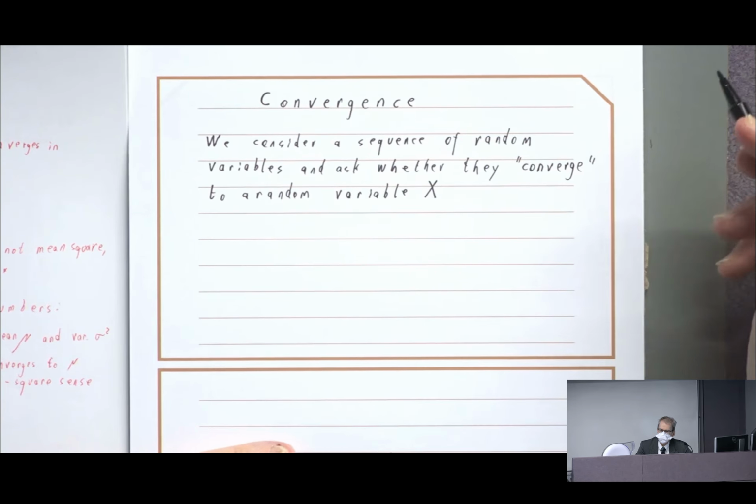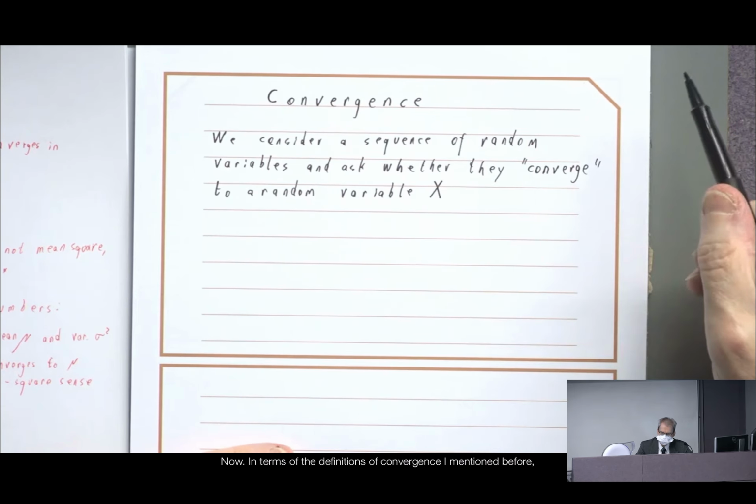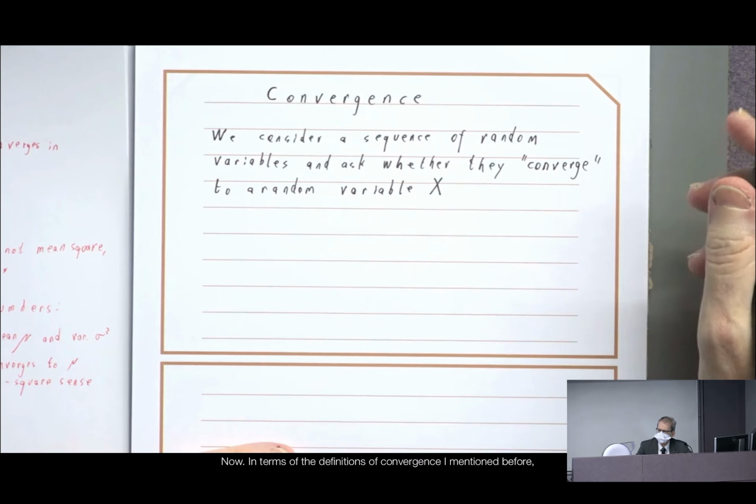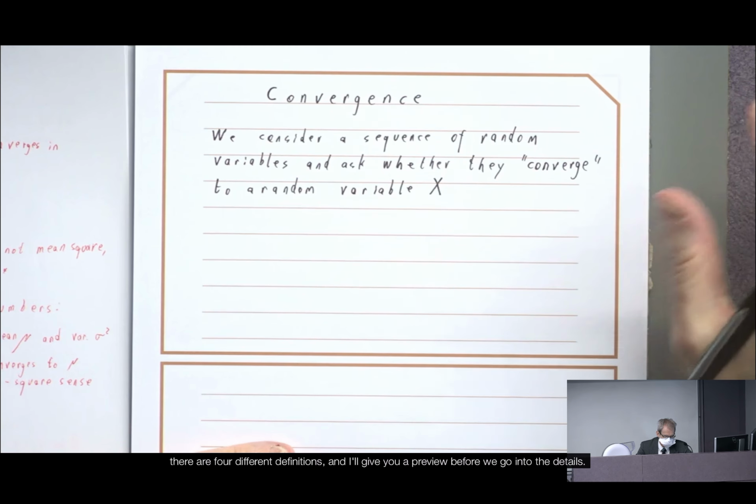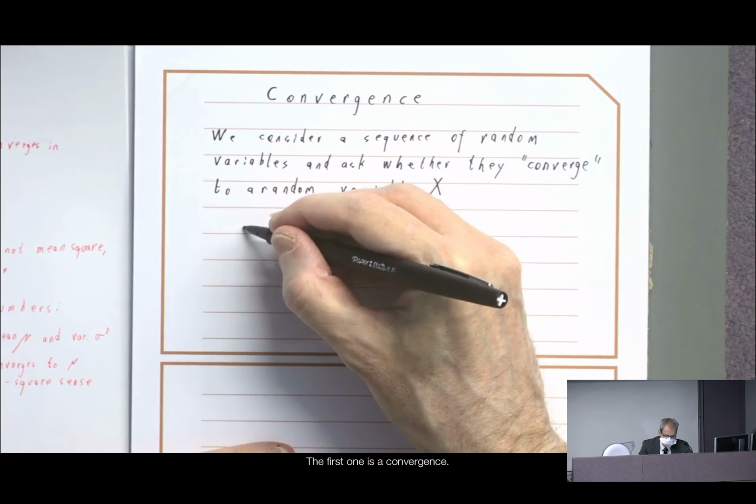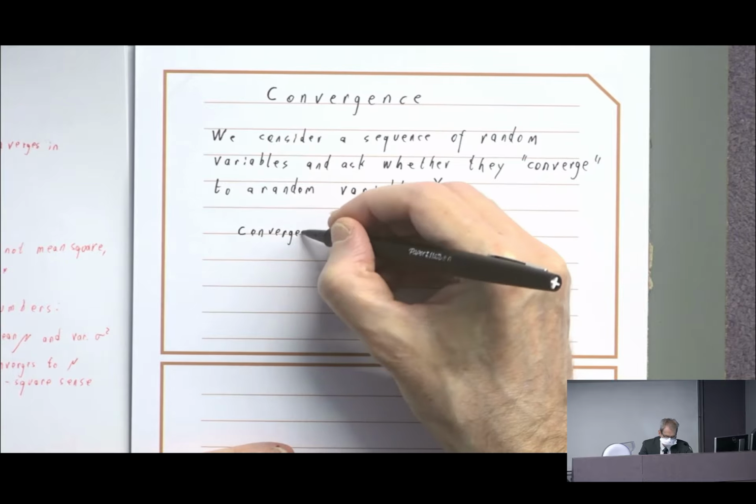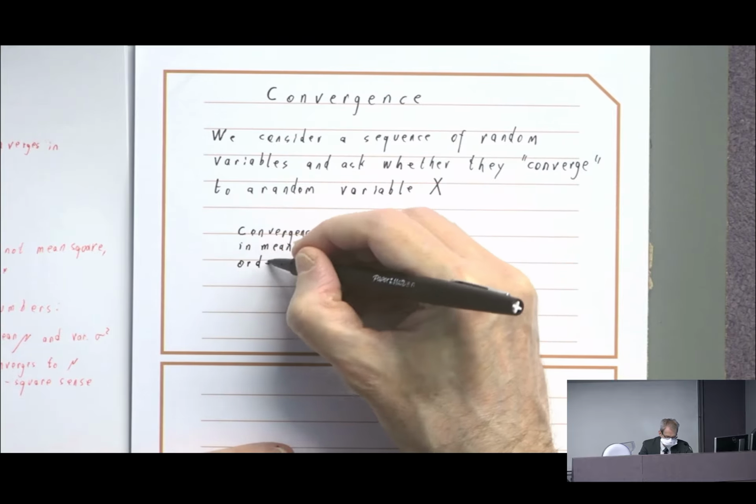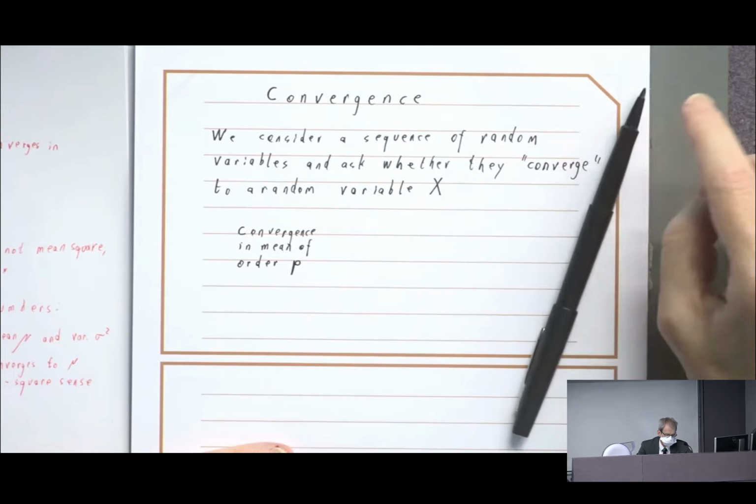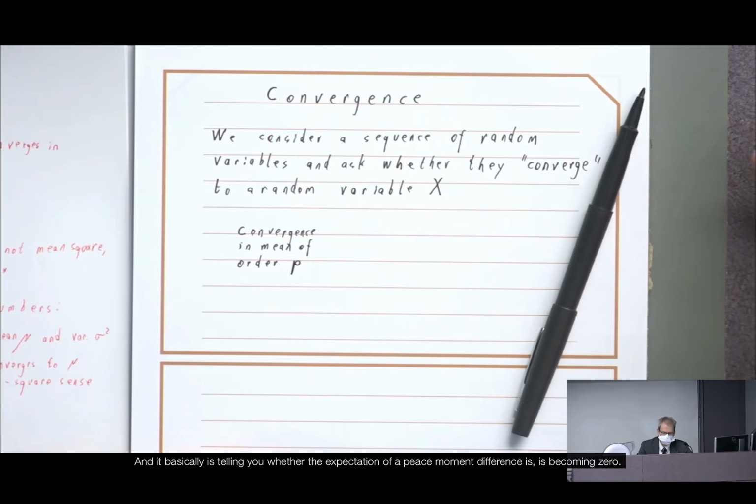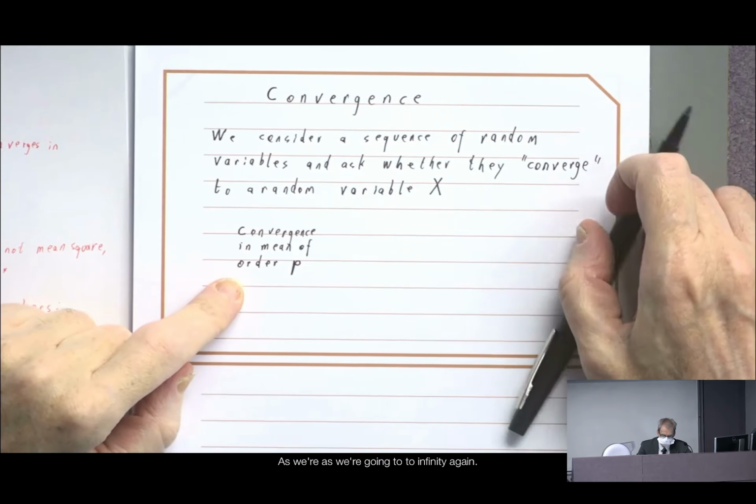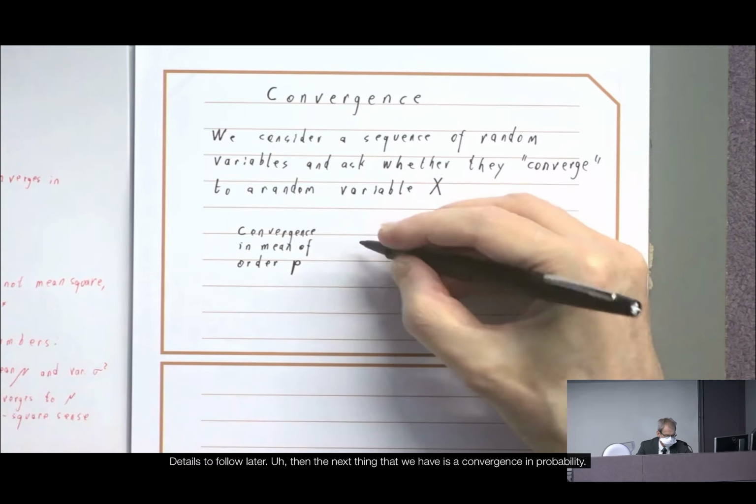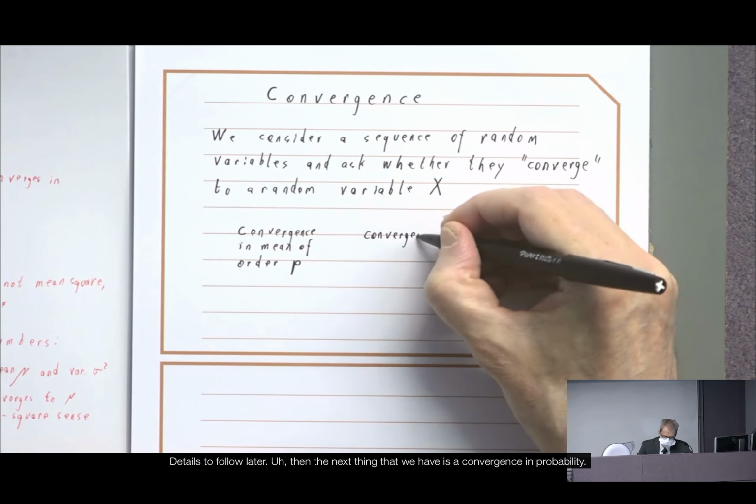Now, in terms of the definitions of convergence, I mentioned before there are 4 different definitions, and I'll give you a preview before we go into the details. The first one is convergence in mean of order p. It basically tells you whether the expectation of a pth moment difference becomes 0 as we go to infinity. Again, details to follow later. And then the next thing that we have is convergence in probability.